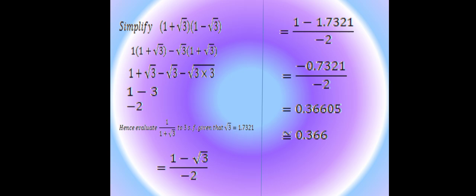Simplify (1 plus the square root of 3) multiplied by (1 minus the square root of 3). Now if you expand that, you get negative 2. Hence, evaluate 1 all over 1 plus the square root of 3 to 3 significant figures, given that the square root of 3 equals 1.7321.